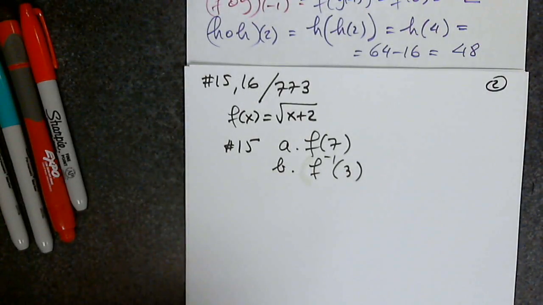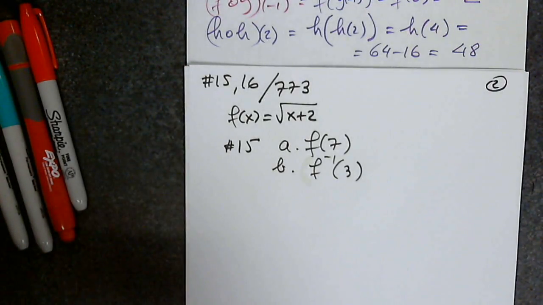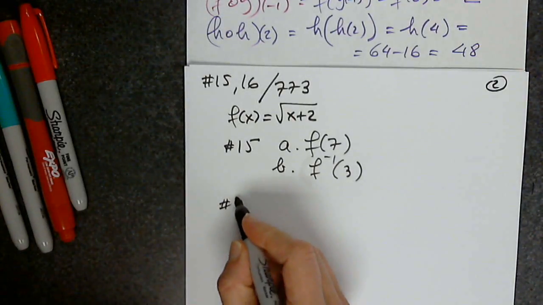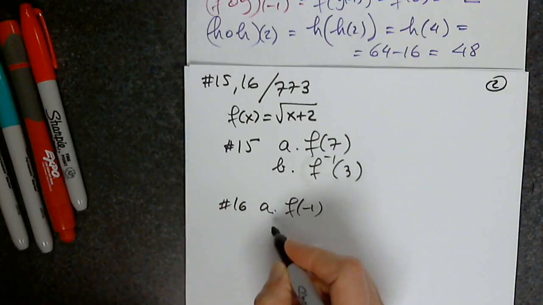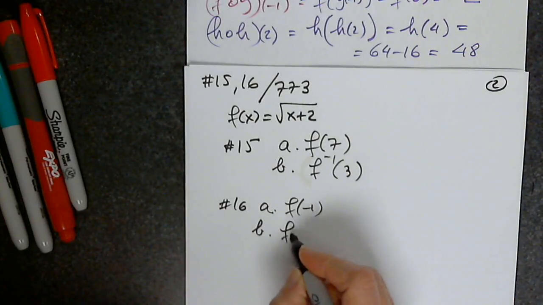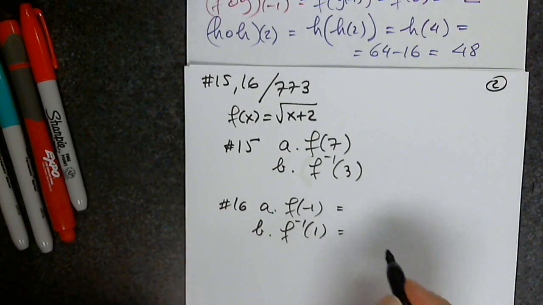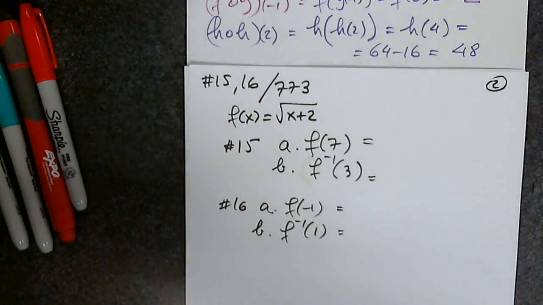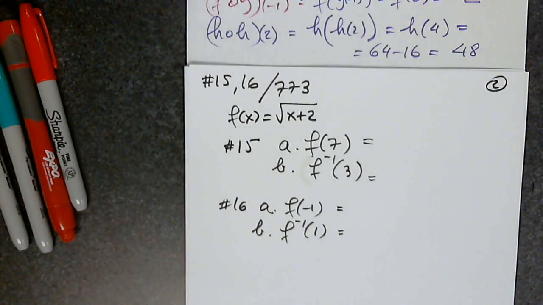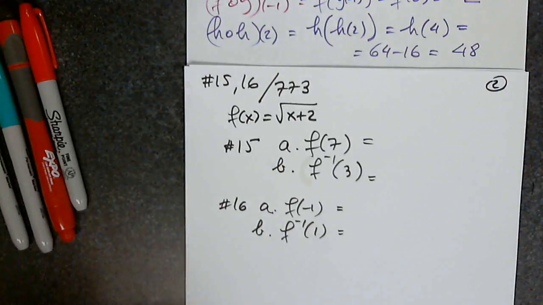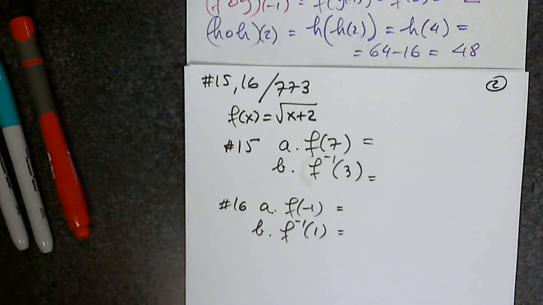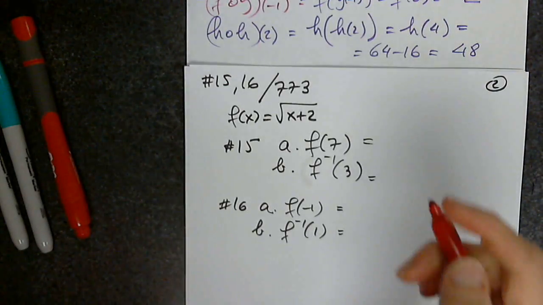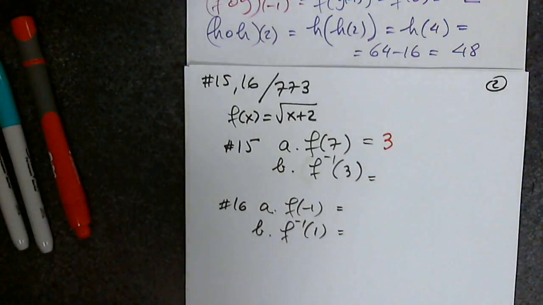Okay. And in 16, we're asked to find f of -1 in part A, and in part B, we're asked to find f inverse of 1. For the same function, both questions 15 and 16 refer to the same question. Okay, can anyone give us f of 7? You agree with 3? Okay.